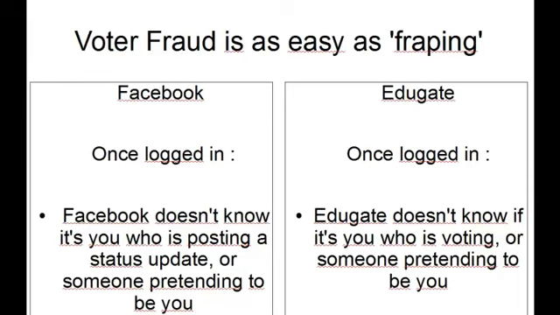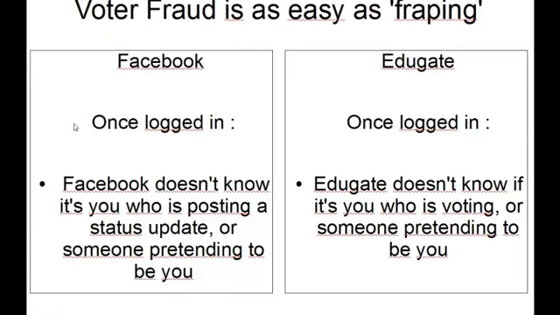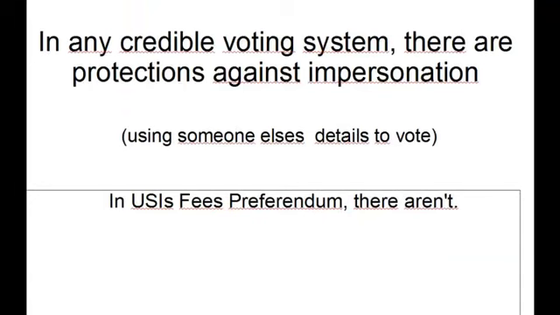So this is a pretty straightforward problem. Once you're logged into either service, they can't actually check if the person who goes and either posts a status update or votes is the person that the login details belong to. And this is probably the main problem with USI's referendum, and the difference between it and most other forms of voting. In most credible voting systems, there's this kind of protection against people impersonating you, but in USI's Preferendum that doesn't really exist because they're only using one factor for authenticating voters.